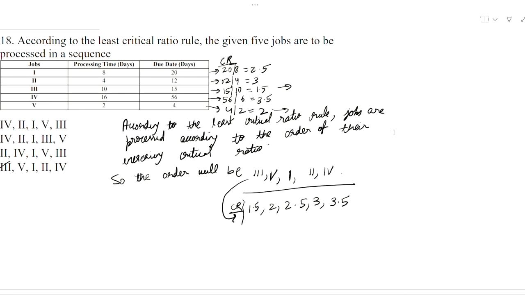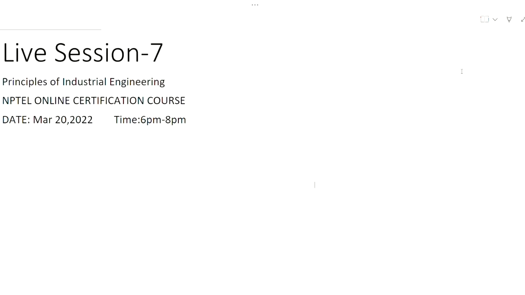Now we also did a question based on the least critical ratio rule, where the jobs are to be processed in a sequence. We found the critical ratio for each job, and according to the least critical ratio rule, jobs were arranged and processed in order of increasing critical ratio. So these were some of the important topics discussed in session 6. Next, moving on to the important topics covered in session 7.